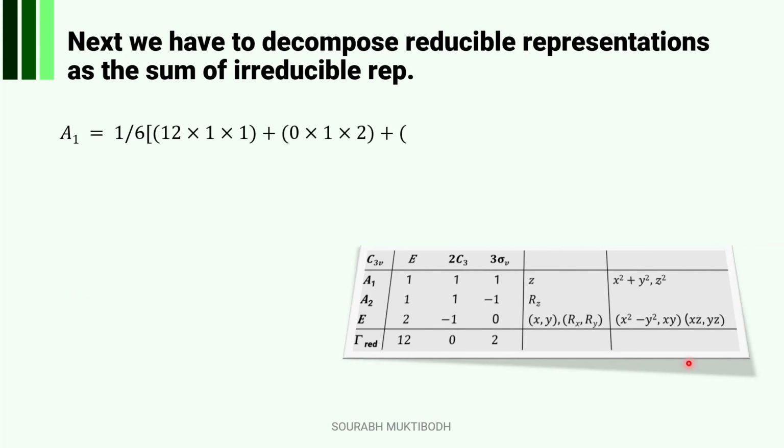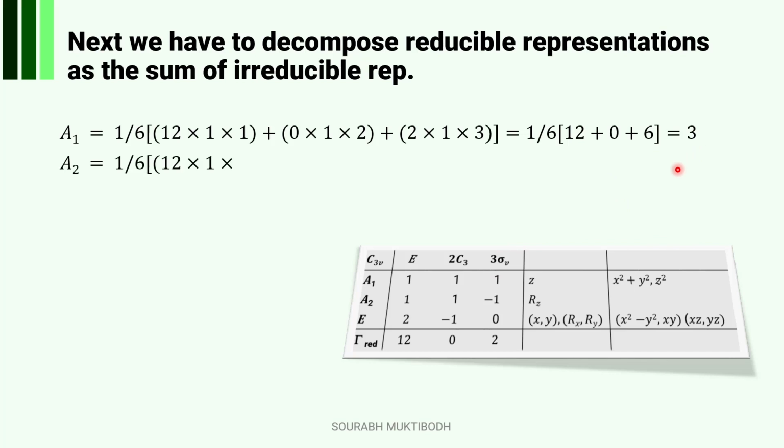So what this formula does is, if you want to see how many A1s are there in the reducible representation, we take 12 into 1 into 1, plus 0 into 1 into 2, plus 2 into 1 into 3. That makes 18, divided by 6, which is equal to 3. So we conclude that in the reducible representation, A1 has come thrice.